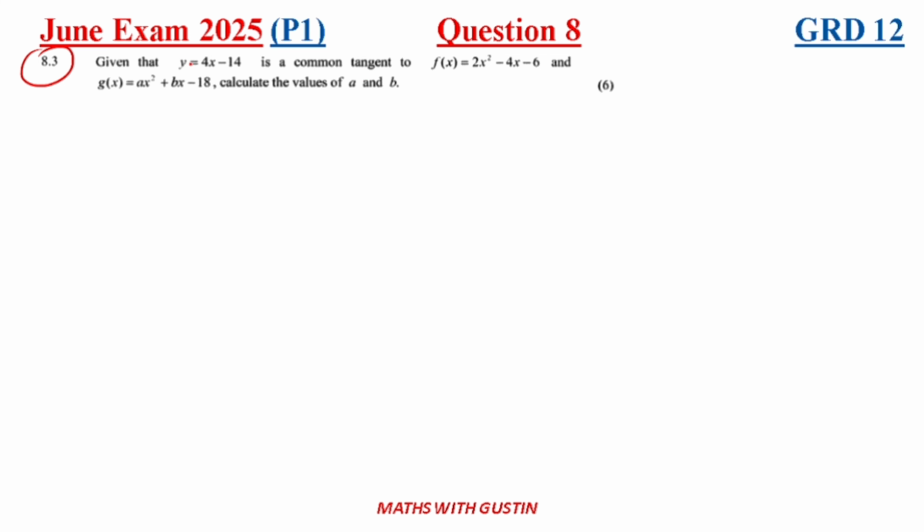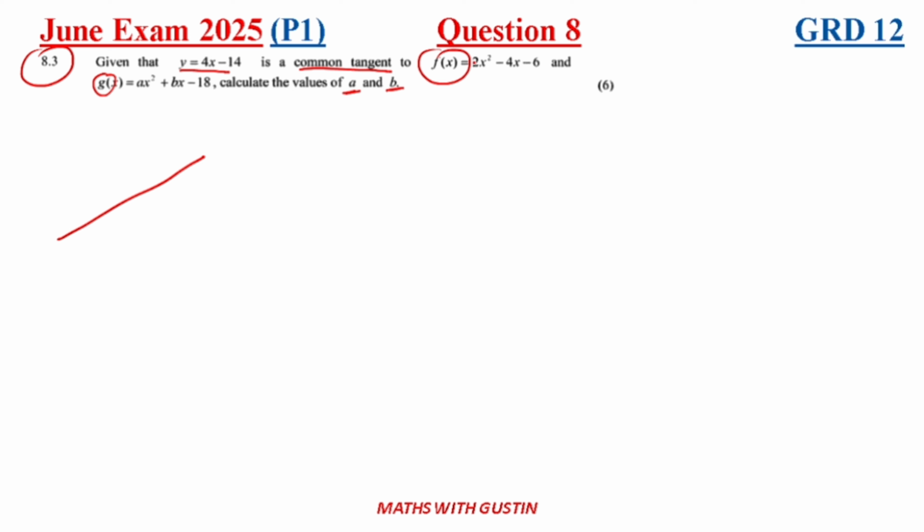Given here is y equals 4x minus 14, which is a common tangent. That's very key right there. It's a common tangent to this function here and also to this function here. Now they want us to calculate a and b. Just to visualize it, this tangent is touching the two graphs.